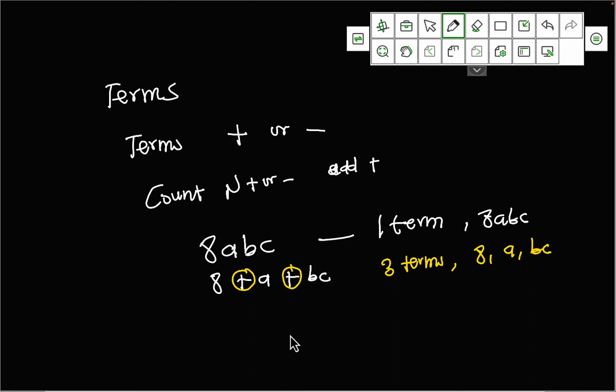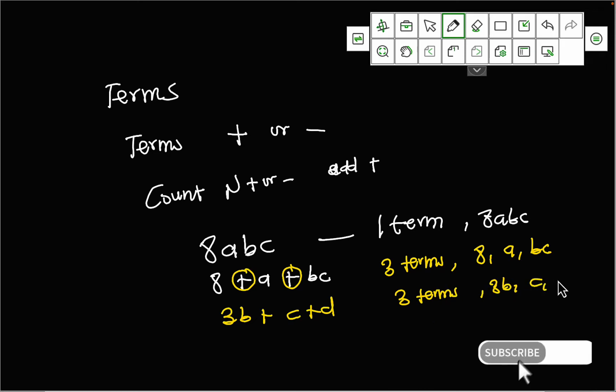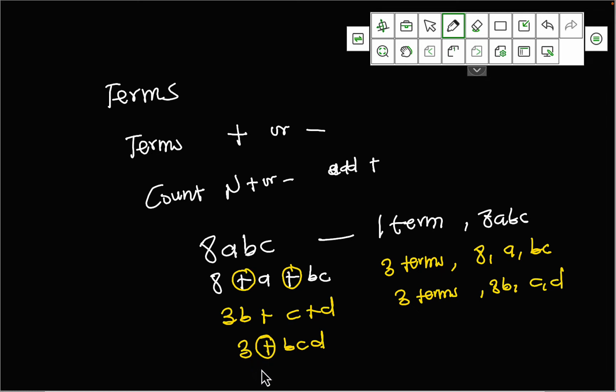Let's do 2 more. 3b plus c plus d. This is also 3 terms. I'm sure you found that. And the terms are 3b, c, and then d. Let's see, if I have 3 plus bcd, there's only 1 plus sign here. That means that we're going to have 2 terms, and that is going to be 3 and then bcd. You got it? 2 terms.